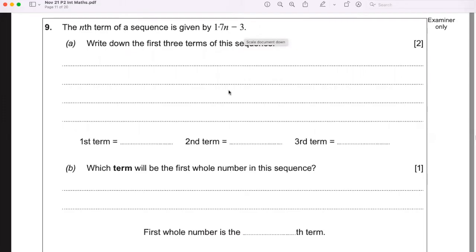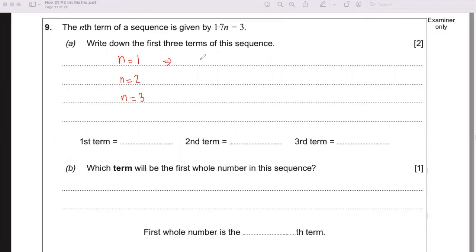Write out the first 3 terms of this sequence. Again, this is a really straightforward n term question. All you've got to do is substitute n equal to 1, n equal to 2, and then n equal to 3 to work out the first, second, and third term.